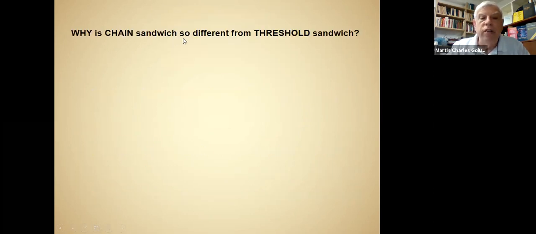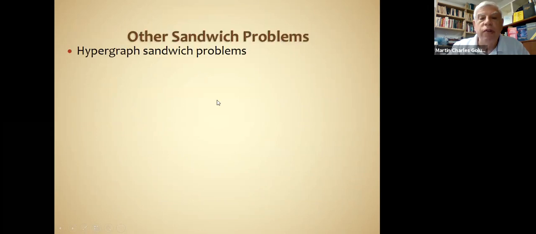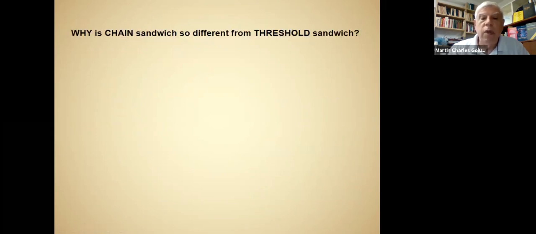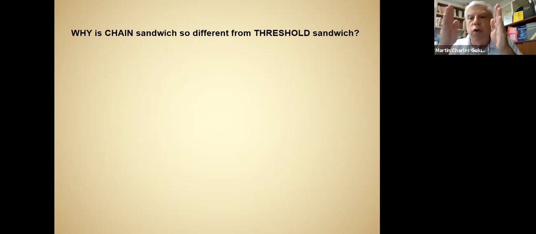So why is chain sandwich so different from threshold sandwich? Well, as I pretty much explained, it's because in the chain graph sandwich, you may have mandatory edges that give you separate components, which somehow have to be combined. Because if you have a non-trivial component here and here, you're going to have to add an optional edge between them so as to break this 2K2.